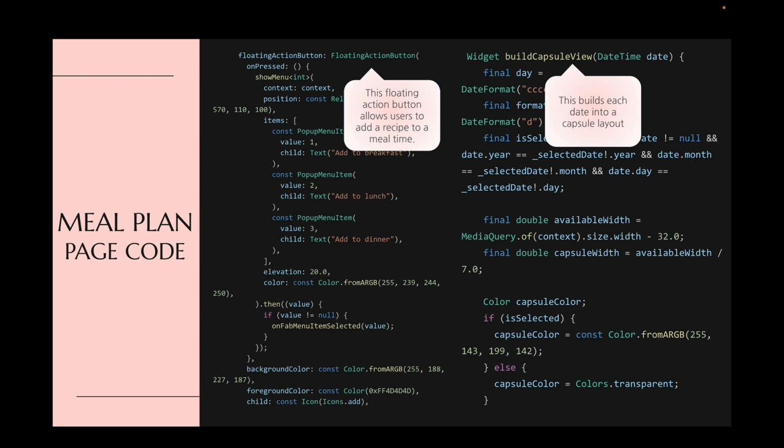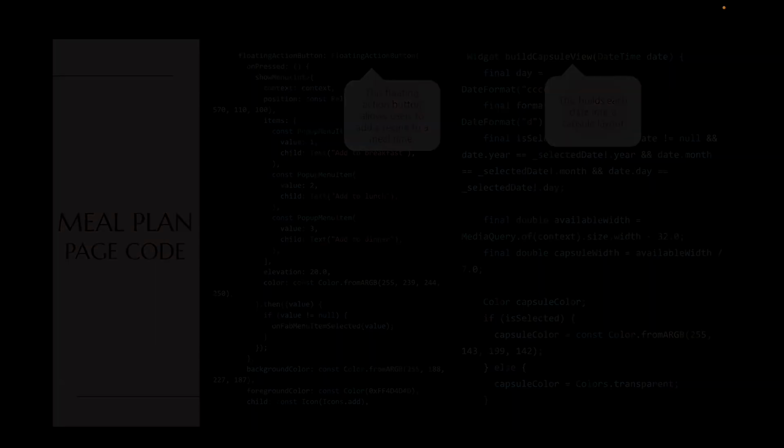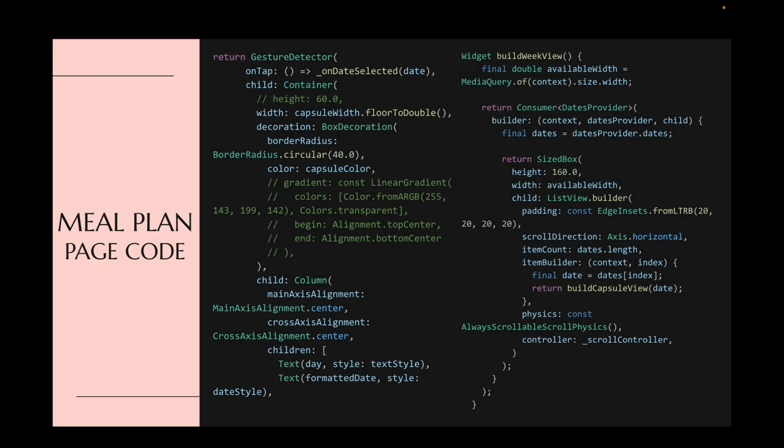And for the build capsule view, it's a custom widget that combines and manipulates date time to create a capsule shaped widget for each date. Each capsule is wrapped in a gesture detector, so we can detect when the user selects a date and utilize that information to display the correct meal plan for the day.